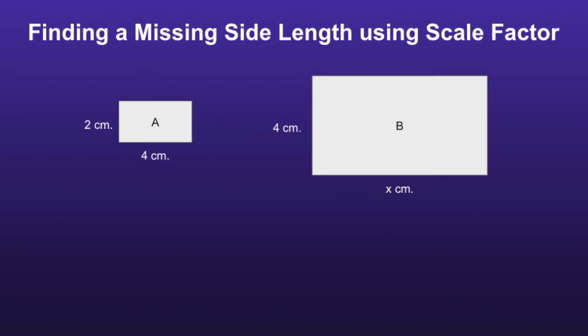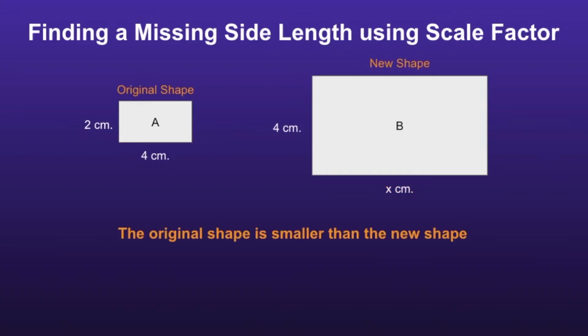Finding a missing side length using scale factor. As you can see, we are missing the base of rectangle B. We can use scale factor to help us find this missing value. There's a couple things we should recognize that will help us solve the problem.